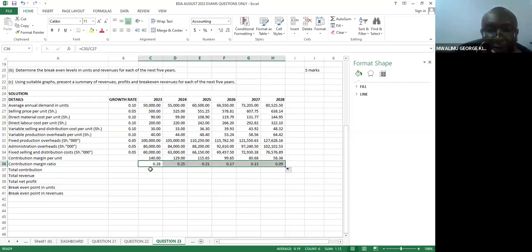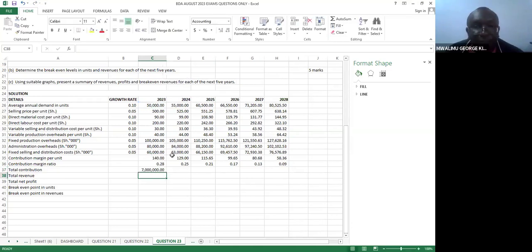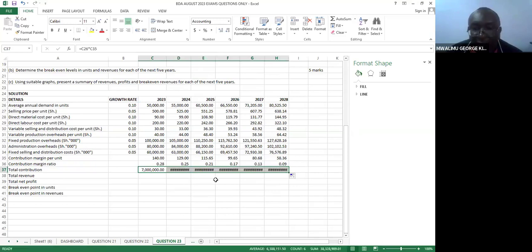That's contribution. Now total contribution. Total contribution should be equal to the number of units that have been sold here times the contribution per unit. The number of units times the contribution per unit. So once again, we drag that way.